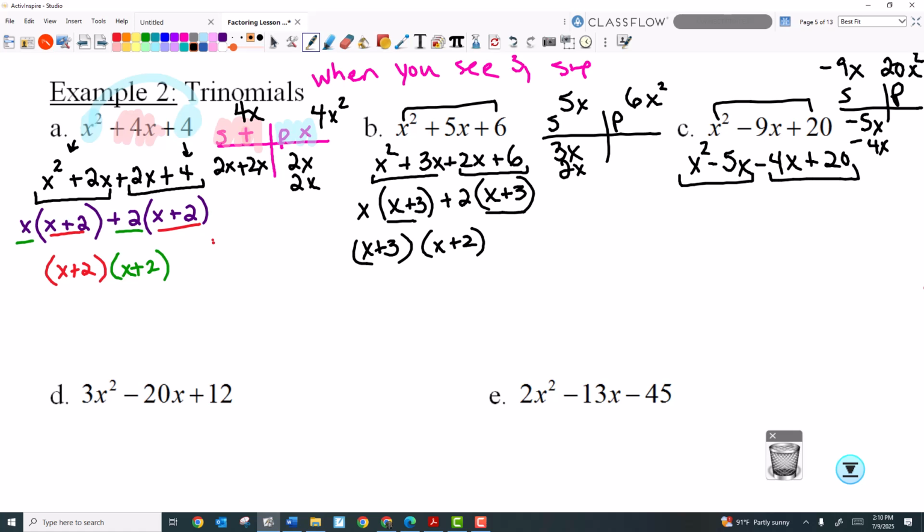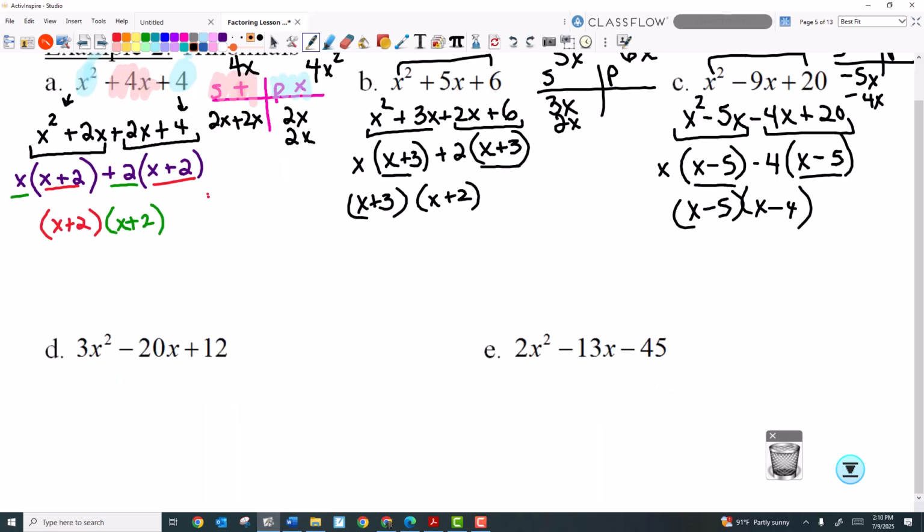Group. I can take out an x, be x minus 5, minus, I can take out a 4. 4 goes into 20 5 times, and a negative and a positive makes a negative. So these are the same. So it would be x minus 5 and x minus 4.